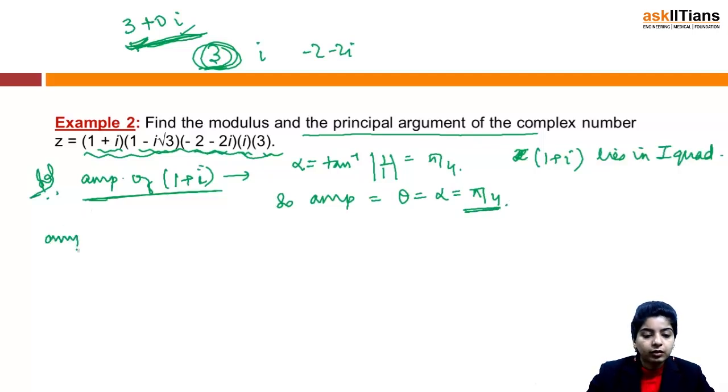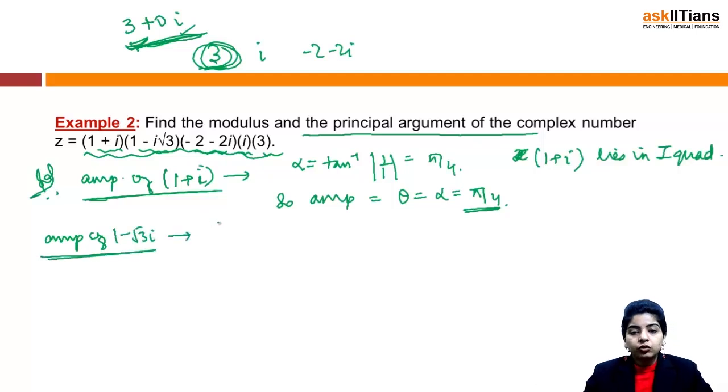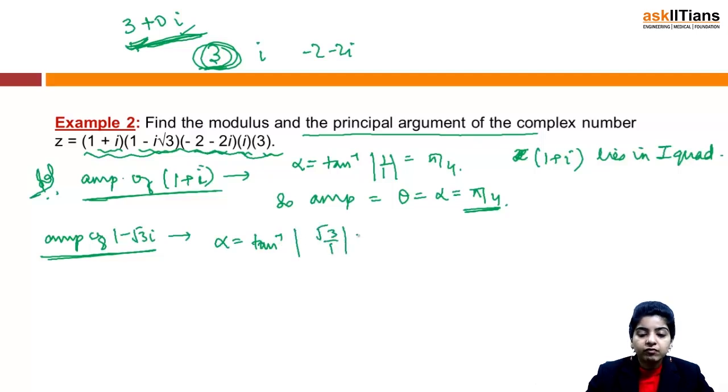Next I try to find the amplitude of 1 minus root 3i. Again, first of all, find alpha, which is tan inverse of modulus of b by modulus of a, which is root 3 by 1, which is tan inverse root 3, which is again pi by 3. So see, this is quite simple.